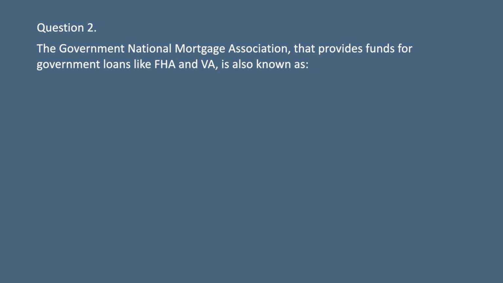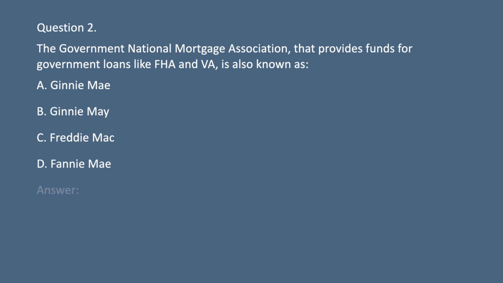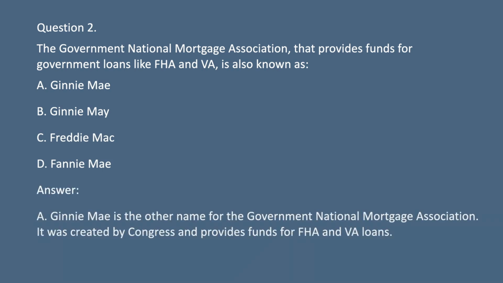Question 2. The Government National Mortgage Association, that provides funds for government loans like FHA and VA, is also known as A. Ginnie Mae. B. Ginnie Mae. C. Freddie Mac. D. Fannie Mae. Answer A. Ginnie Mae is the other name for the Government National Mortgage Association. It was created by Congress and provides funds for FHA and VA loans.